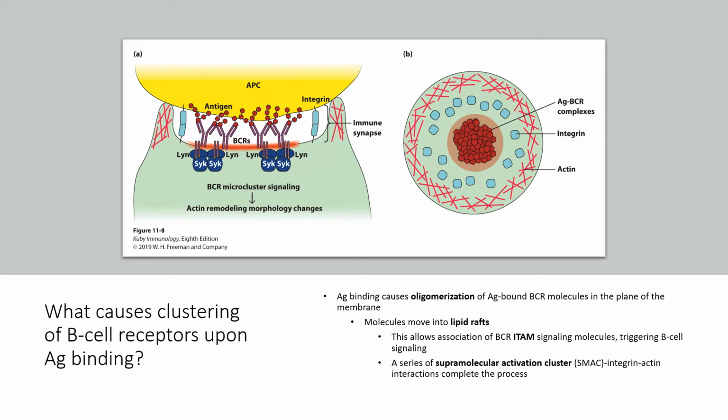And then the third layer out, this last ring, is composed of actin. So the cells literally remodel their cytoskeleton a little bit so that you get these kind of processes that extend up from the B cell to physically touch the membrane of the antigen presenting cell.